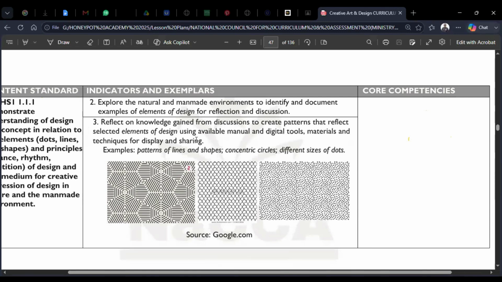Thank you, Cheryl. The face of a bird. Yes, the face of a bird. And then we have concentric circles. We have different sizes of dots. Zebra stripes. Thank you, and all right.